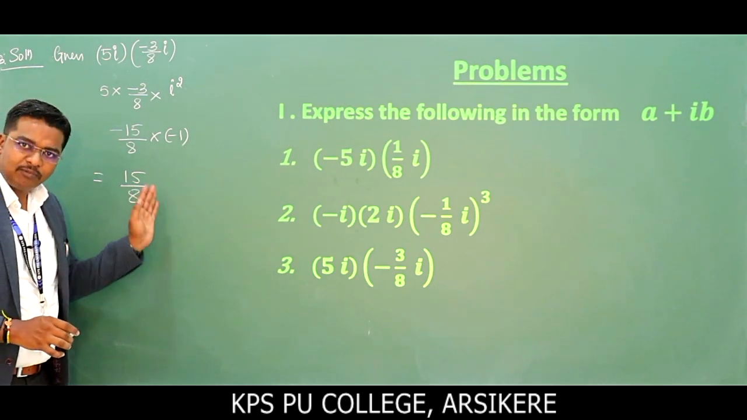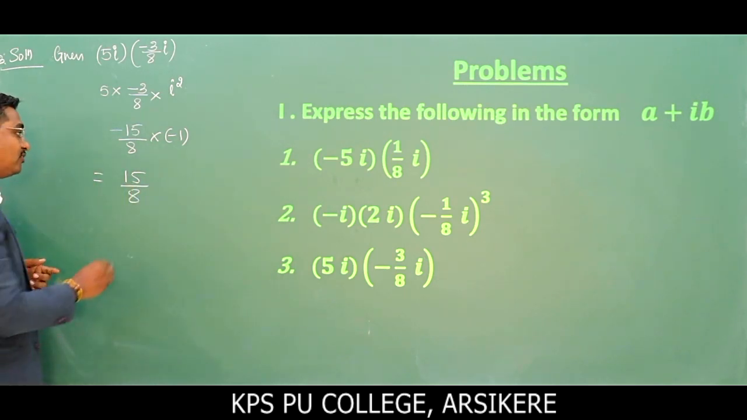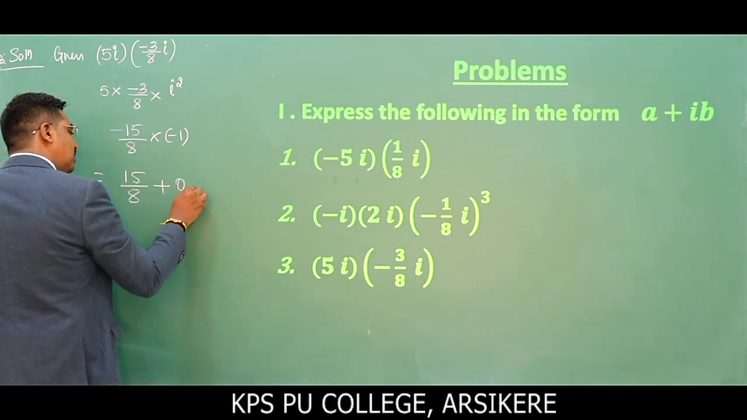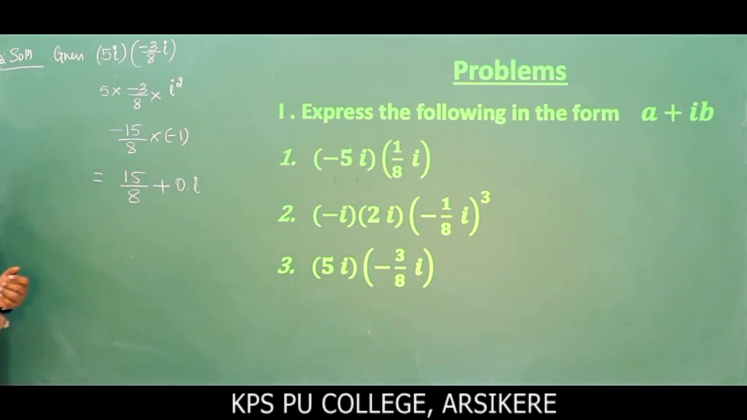Okay, so how to express this one? Here the real part is there, and the imaginary part is 0. So it is written as 0 into i. This is the way to express the given complex number in the general form a plus ib. Take a pause and note down all the things I have written here.